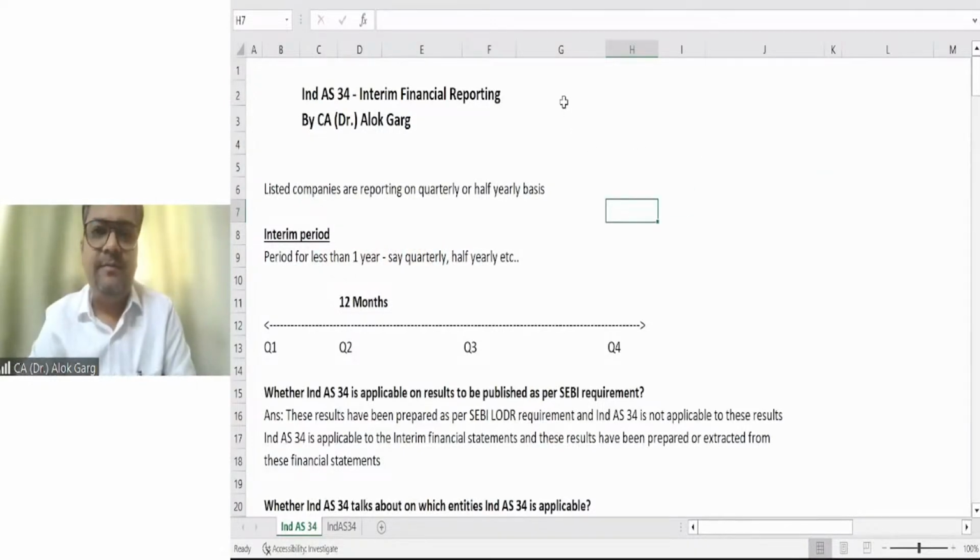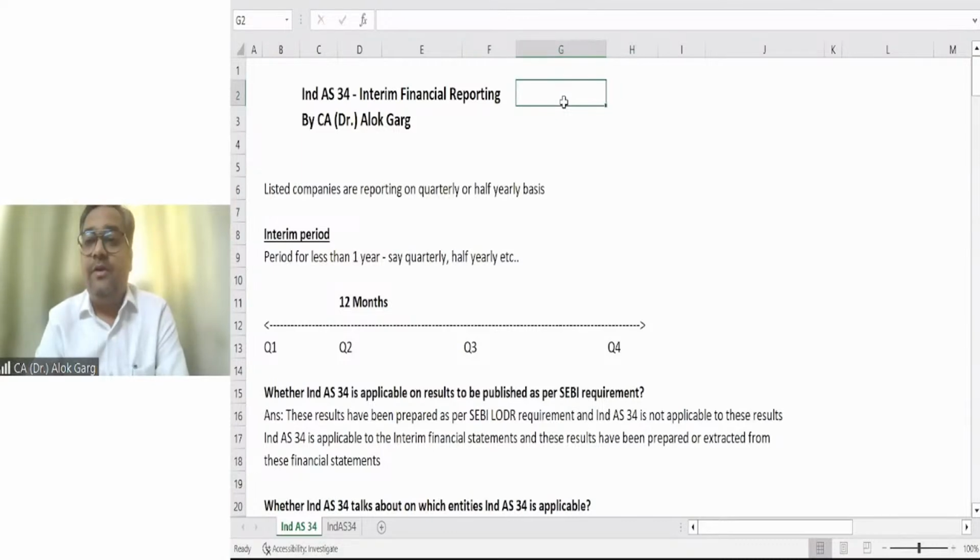Good morning, students. Today we are going to discuss a very small and new standard, IND AS 34 interim financial reporting.